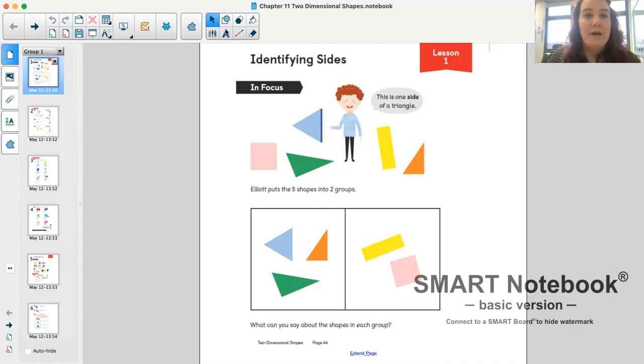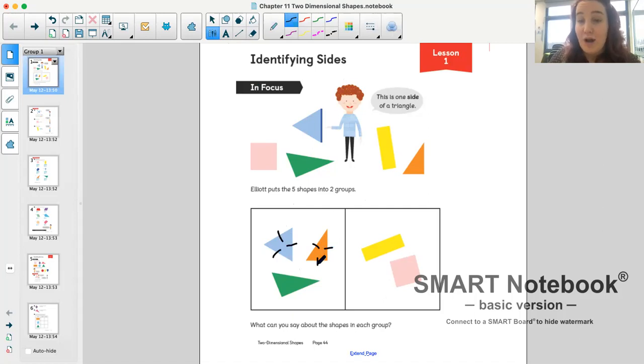Okay, right. We're going to work together to count the sides, because remember, our lesson's about sides. So we've got 1, 2, 3 sides, and it is a triangle. 1, 2, 3 sides, and it's a triangle. Now, all these triangles look completely different, but they all have 3 sides, so they've got to be triangles.